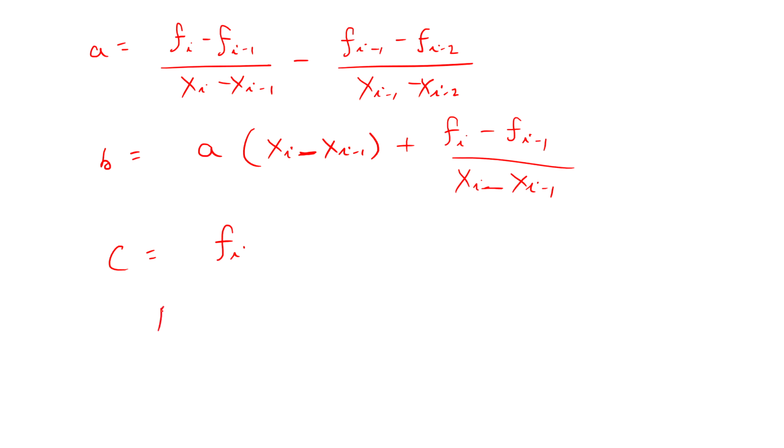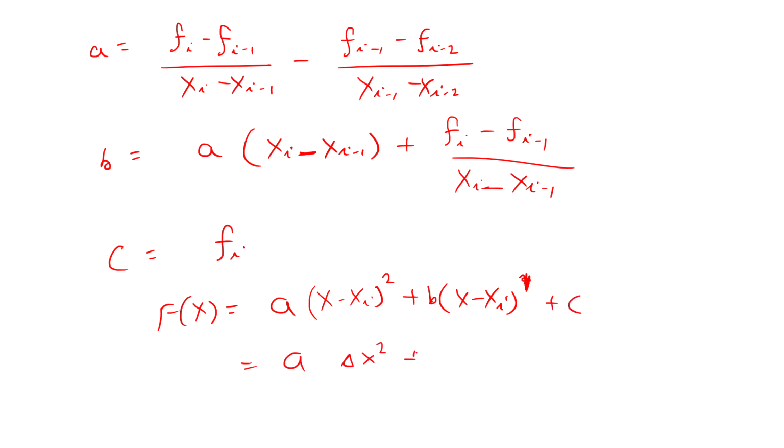So that means I have the polynomial A times (x minus xi) to the power 2 plus B times (x minus xi) to the power 1 plus C, and that is nothing but A delta x square plus B delta x plus C. And I know the value of A, B and C based on the function value and the guessed values. So that means I have this polynomial. Now the task remains that I need to find out the root of this polynomial.